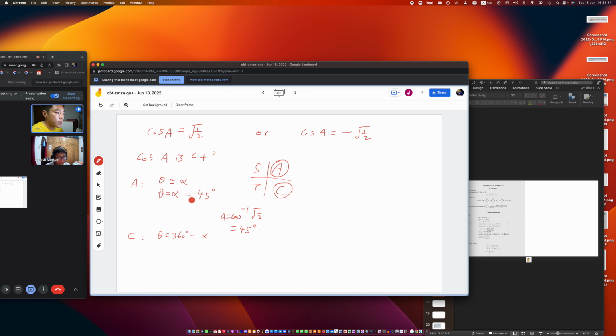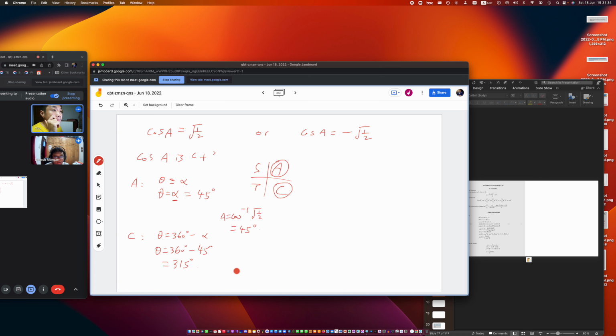Once you get theta is equal to alpha is equal to 45, in a way your alpha, your basic angle, is 45. So therefore the other theta is 360 minus 45. That will give you 315, right? So these are the steps.